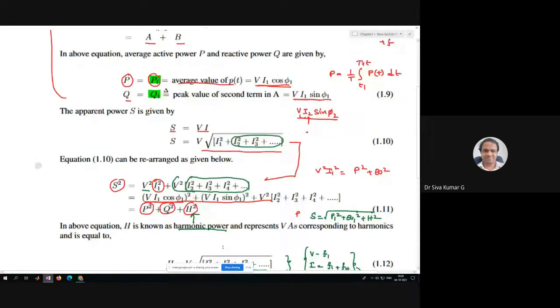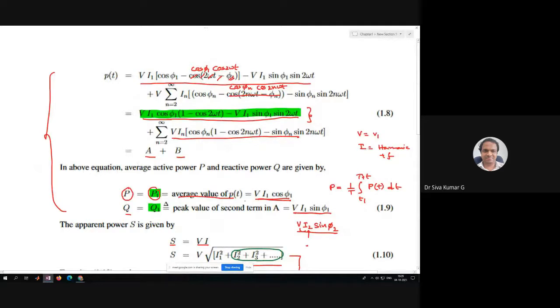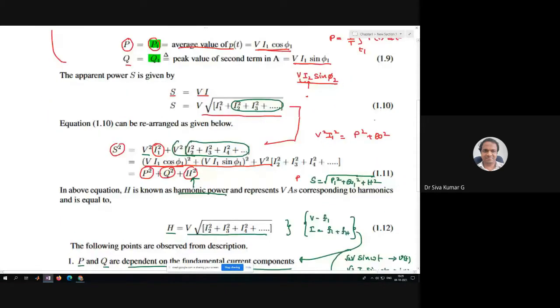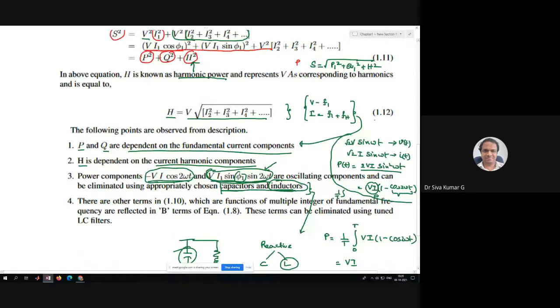Especially in equation 1.8, we need to look into these terms, which deal with phi n, where the n term is also coming over here. These terms are all because of the current harmonics. The possibility to eliminate the integer multiples of the fundamental frequency is through tuned LC filters or passive filters.